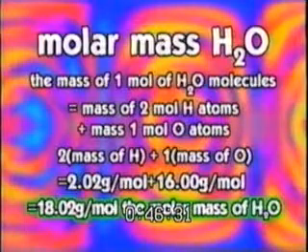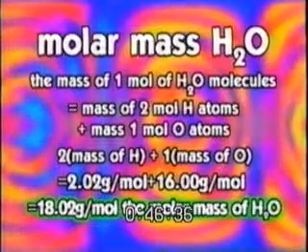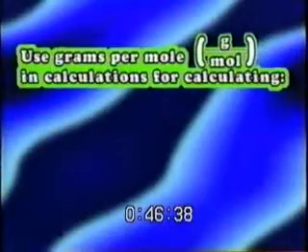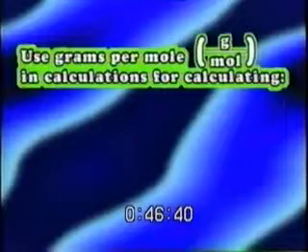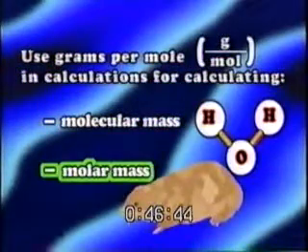Why? Because the numbers you use for AMUs and grams per mole are the same. So, use grams per mole in calculations, whether you're calculating molecular mass or molar mass. It's that simple.